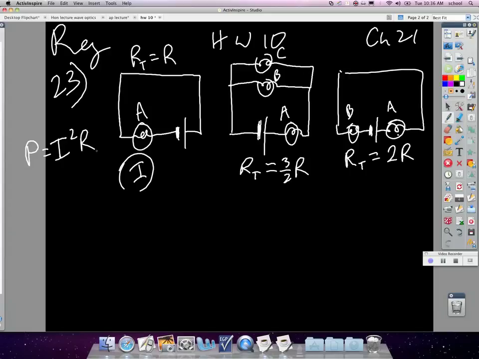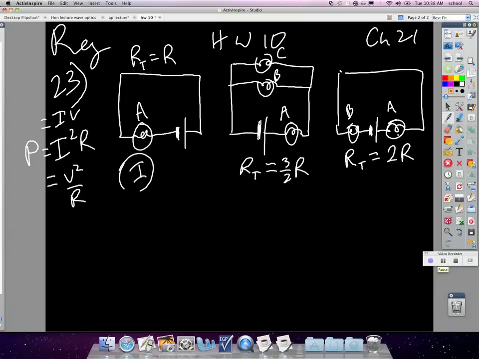Let me go ahead and record this one. All of these R's are the same, so how do we know which one's the brightest? We have three choices of equations to look at it. Since all the R's are the same, I'm going to choose this one, because then I can easily determine the current in each of these bulbs, and that will tell me who's the brightest.